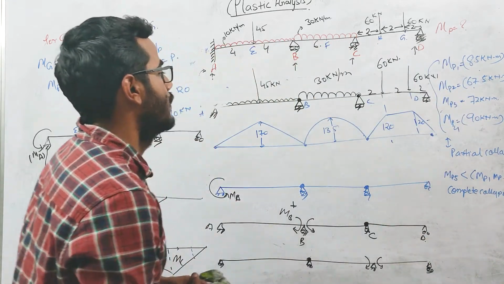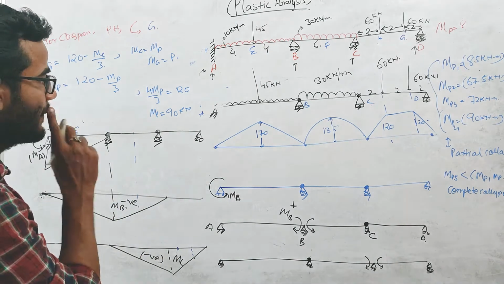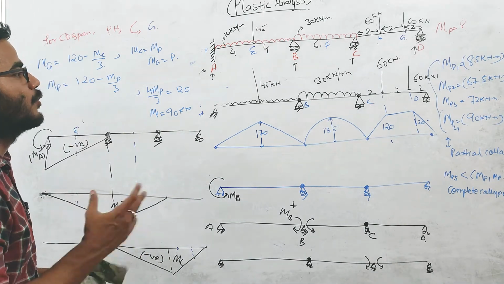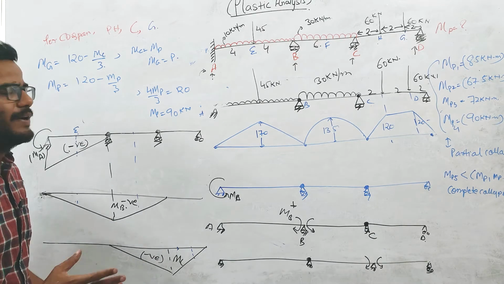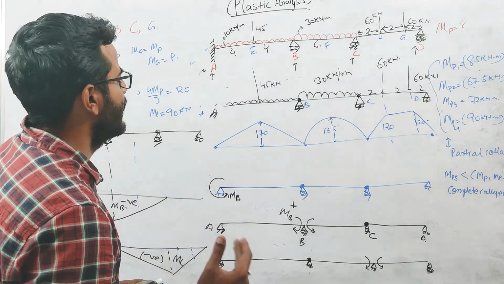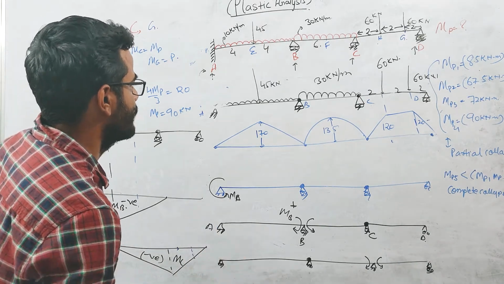This thing we have already discussed at the start of the lecture. So our design moment will be 90 kilonewton meter. So now let us draw the plastic bending moment diagram at the plastic collapse.